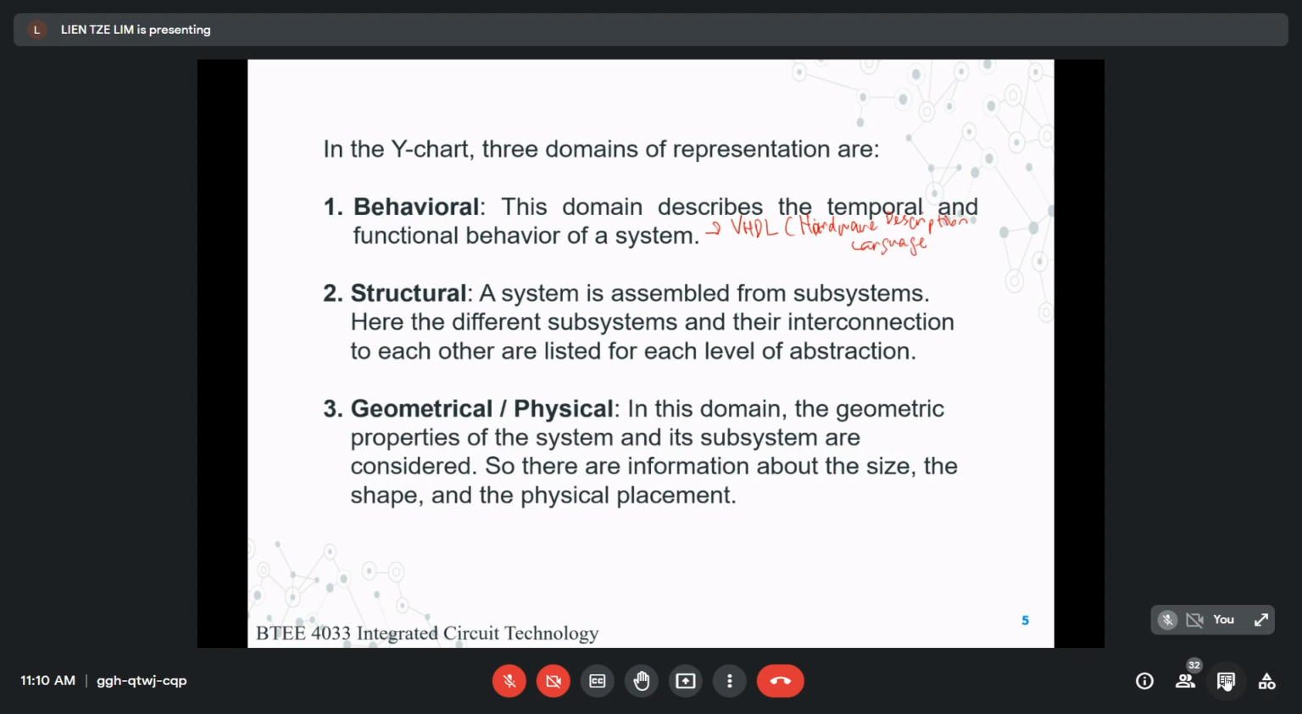You learned it before in your year 2. You use this language to write the program.